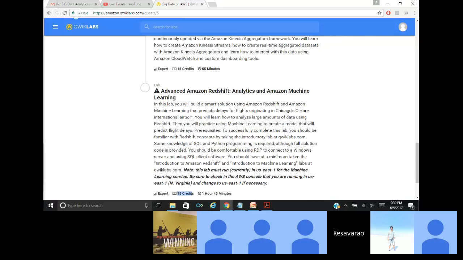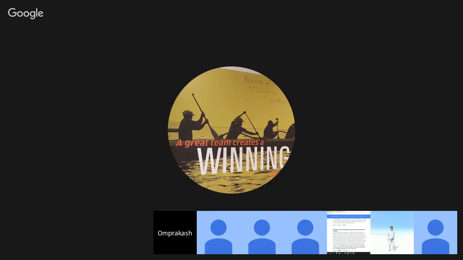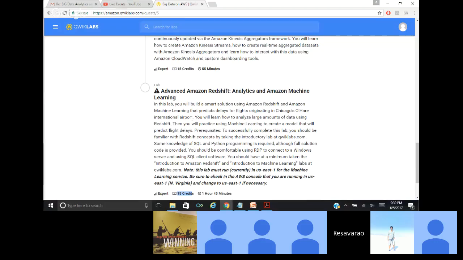Using this data, you can really predict and tell what flights are delaying. This is the real data. You will learn how to analyze large amounts of data using Redshift. Then you will practice using machine learning to create a model that will predict flight delays. The prerequisites for completing this lab: you should be familiar with Redshift, which we already did, and have some knowledge of SQL and Python programming. Although full solution code is provided, you need to know what is given in the code.